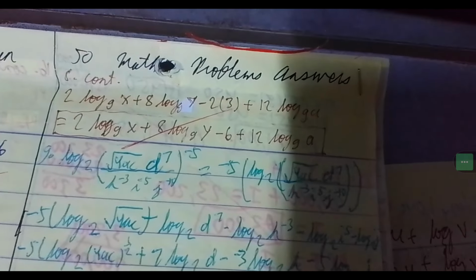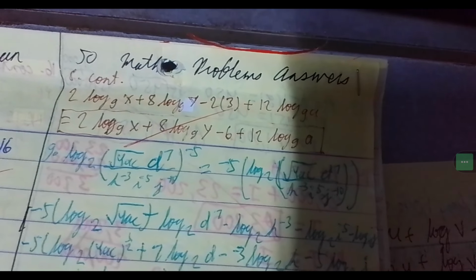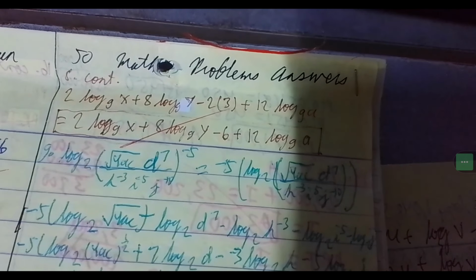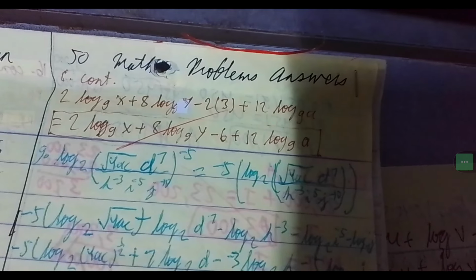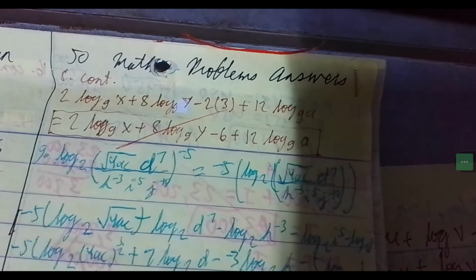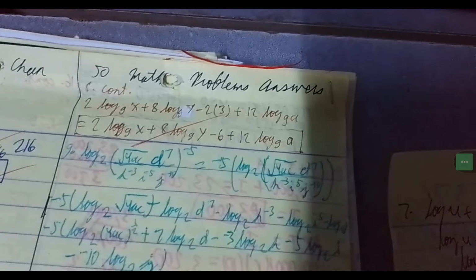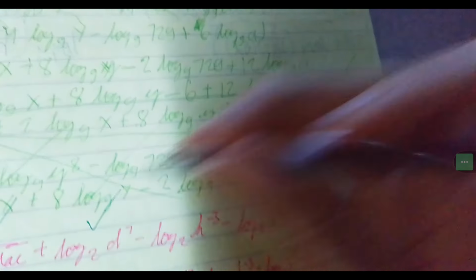For number 7, we're supposed to get log of u times v times square root of x times the cube root of z squared in the numerator. Did we get that? uv square root of x cube root of z squared is correct in the numerator. And then in the denominator, we're supposed to get w times the cube root of y. We got that. So all of it is correct.